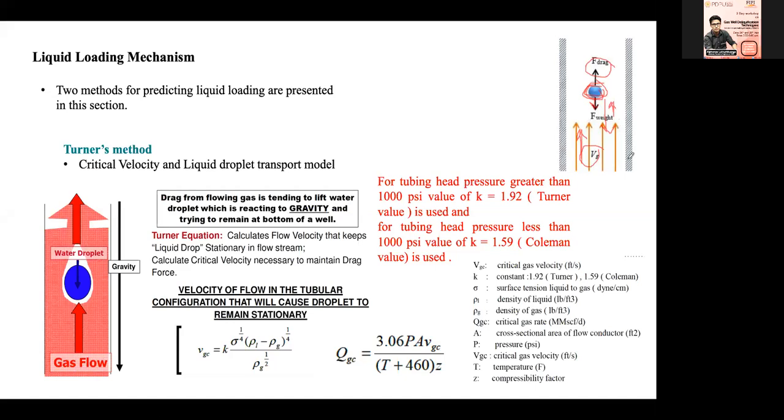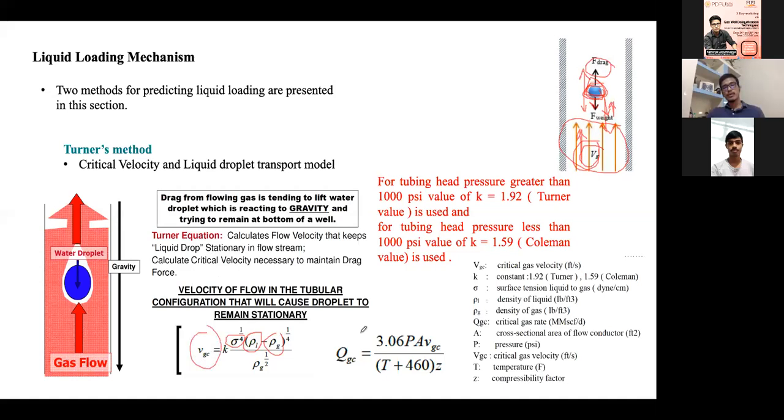Only when your velocity of gas is higher than the ability of gravity to pull down the liquid droplets will you be able to lift this liquid to the surface. So Turner developed a formula for calculating this critical gas velocity. First you need to know your liquid density, gas density, as well as the surface tension between the liquid and the gas inside your wellbore. Once you find your critical gas velocity, you will be able to calculate your critical gas rate.